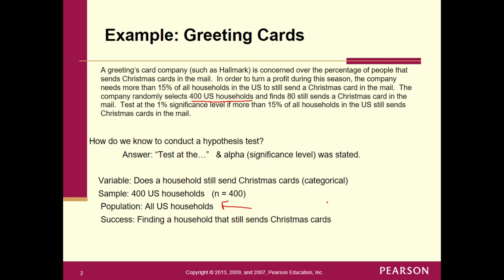All right, now what's a success? Finding a household that still sends Christmas cards, right? And if we find a household that does that, success, right? And how many successes do we have here? It says finds 80 still send a Christmas card in the mail, and so the number of successes, x, is 80. So what can we calculate with x over n? That's p hat, the sample proportion, so the proportion within our sample. It is 80 over 400, and if you put that in your calculator, that turns into 0.2 or 20%.